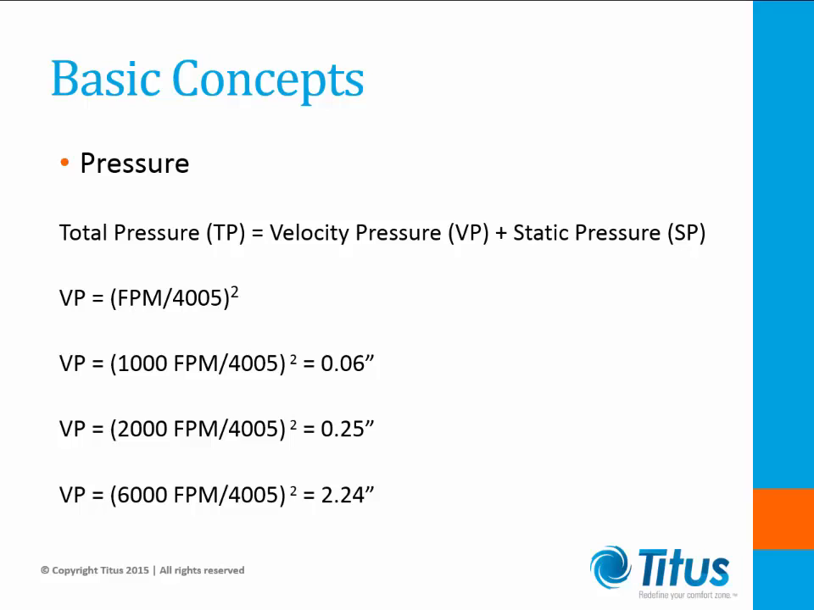Velocity pressure of an airstream in ductwork can be calculated by taking the square of the velocity divided by 4005. For example, a 1,000 foot per minute velocity divided by 4005 and squared is equivalent to 0.06 inches of velocity pressure. If we change that velocity to 2,000 feet per minute, the velocity pressure increases to 0.25 inches of velocity pressure. As the velocity of the airstream doubles, the resultant velocity pressure will increase by a factor of 4.